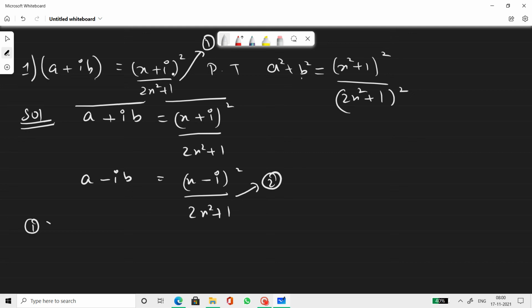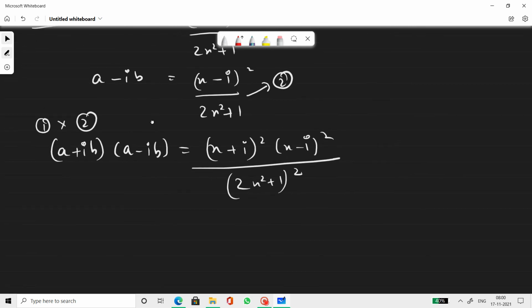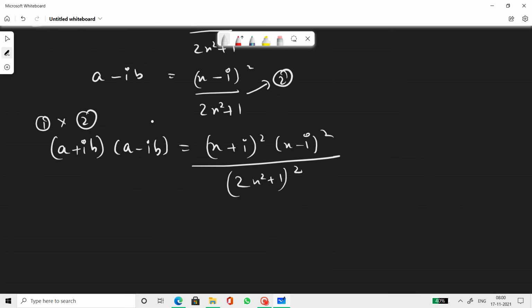Now I'm going to do 1 into 2. So (a + ib) into (a - ib) equals (x + i)² into (x - i)² divided by (2x² + 1)². So by multiplying 1 into 2, I'm able to come to this step. On the left side, you can see it is in the form of (a + b)(a - b), which is a² - b² form. So a² - i²b².